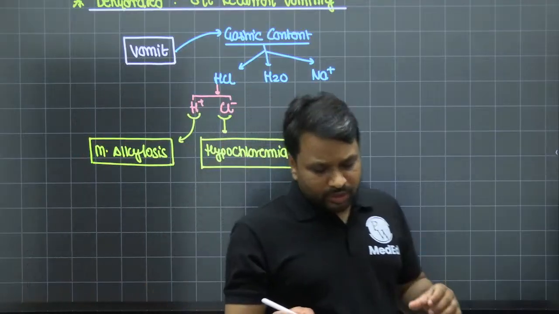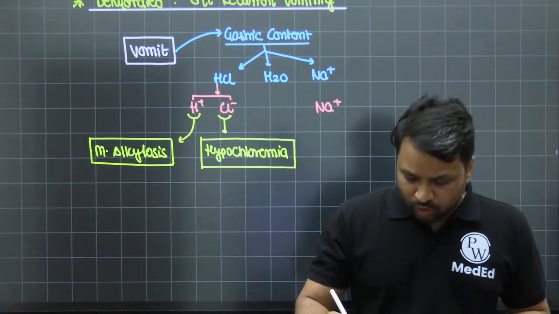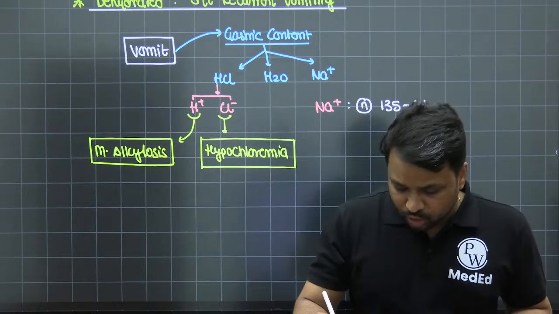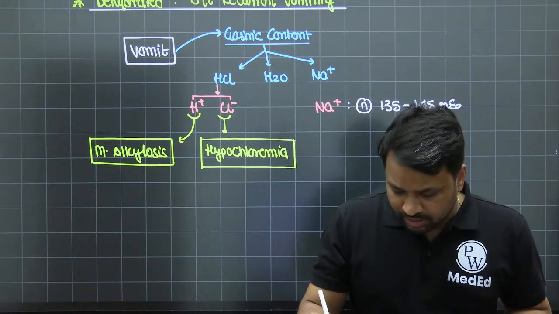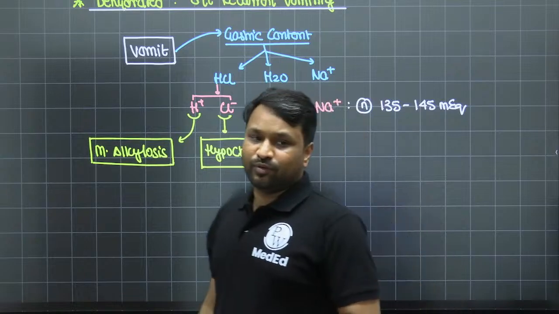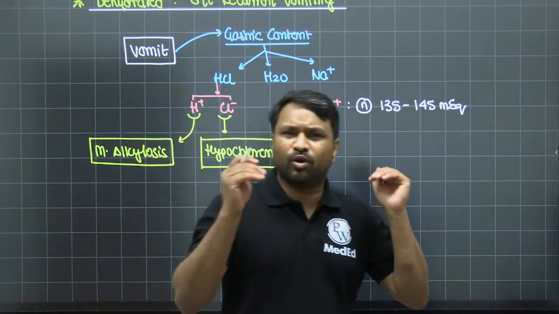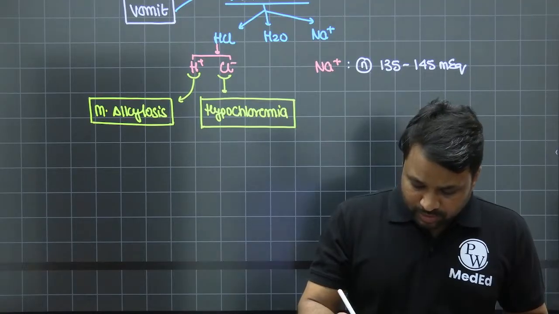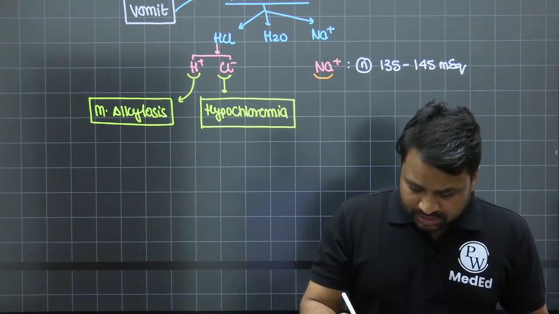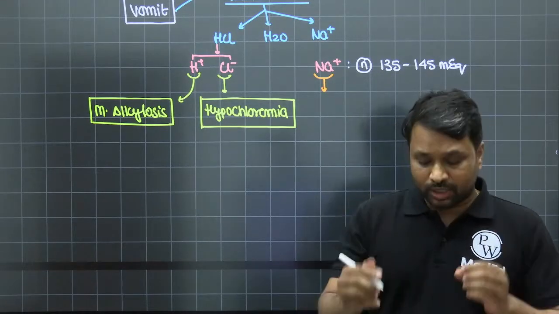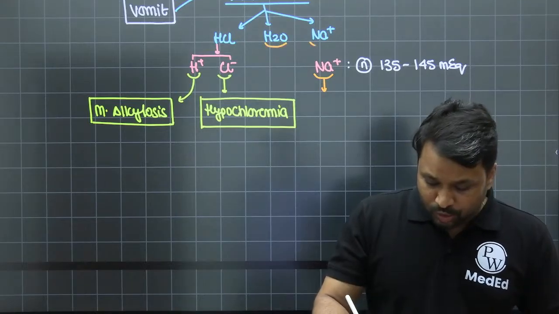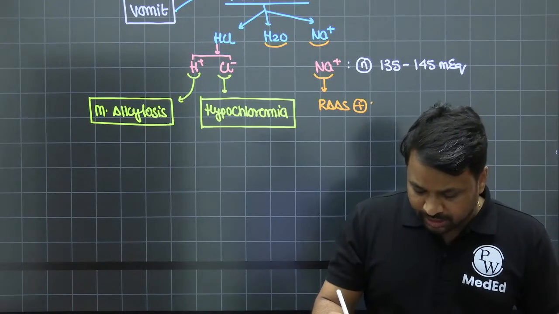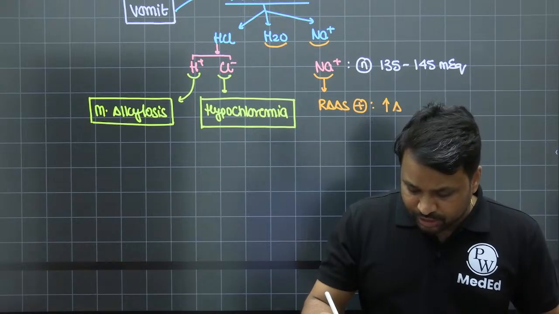Now remember, sodium is the most cherished element of the body. We all know the normal level of sodium is between 135 to 145 milliequivalents, and the body will always try to conserve sodium. Whenever there's excessive loss of sodium, how does the body save it? Whenever water and sodium are being lost, to conserve this you have the renin-angiotensin-aldosterone system kick in. So it will cause an increase in secretion of aldosterone, right?